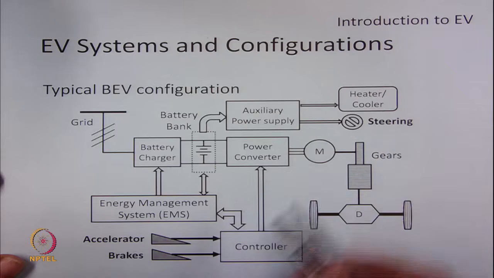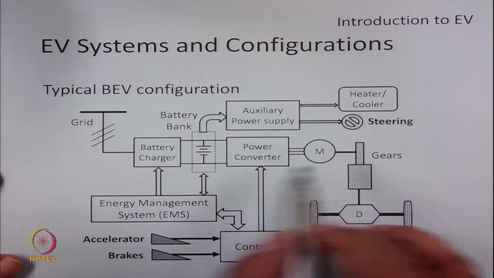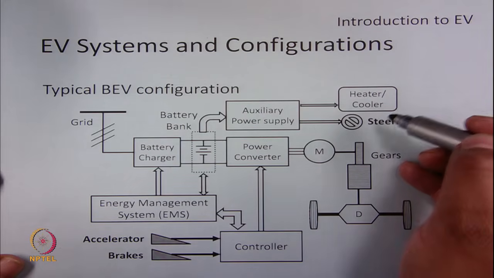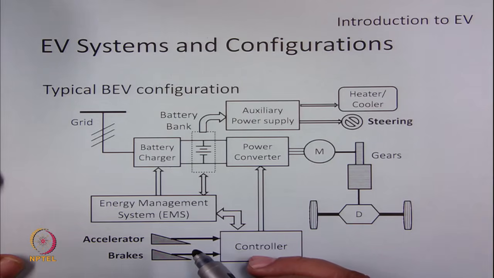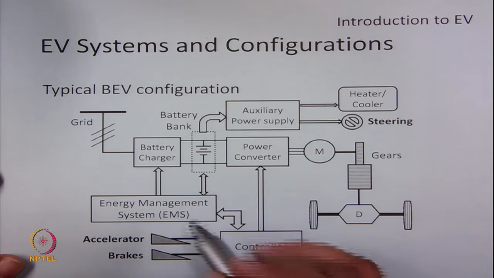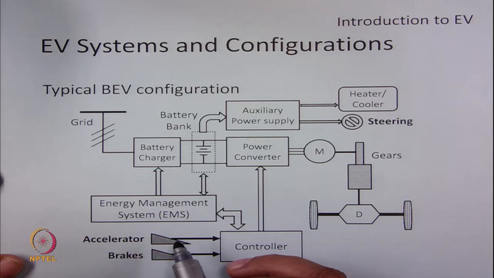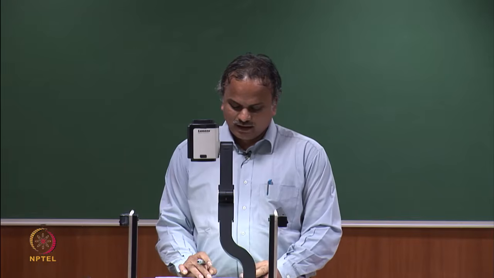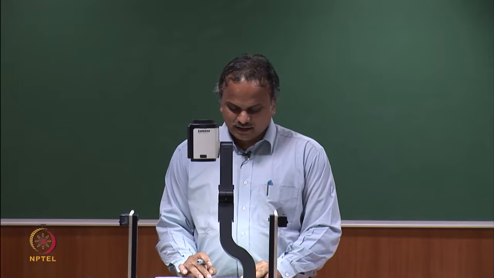So, this whole system works in an integrated fashion, such that the controlling actions, controller, the drive, battery, the auxiliary supply and the associated components are all watched and controlled in an EMS. So, let us see different types of mechanical arrangements in a typical BEV system.